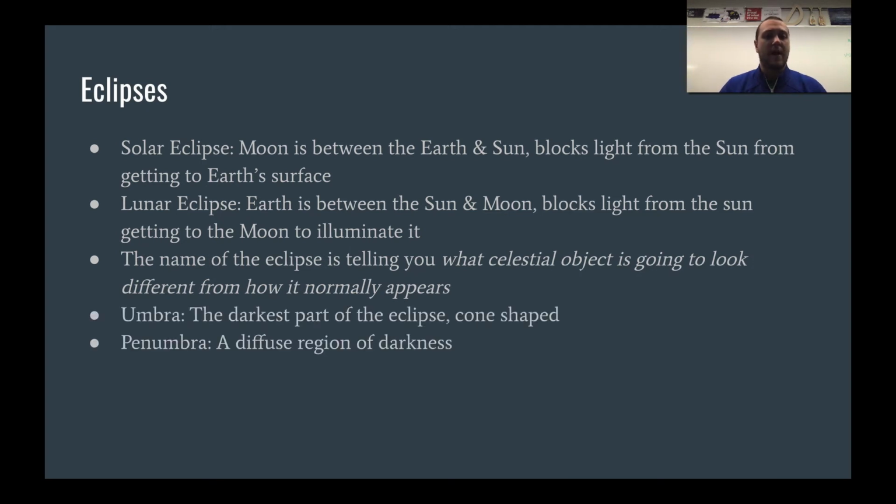We have two primary parts we look at in an eclipse. We have the umbra and the penumbra. So the umbra is going to be the dark part, and that's going to be cone-shaped. The penumbra is going to be a diffuse region where it's still a shadow, but it's not nearly as dramatic as the umbra itself. So the umbra is going to be the really dark spot. The penumbra is going to be a much broader region that's still going to be a shadow, but not a huge shadow.